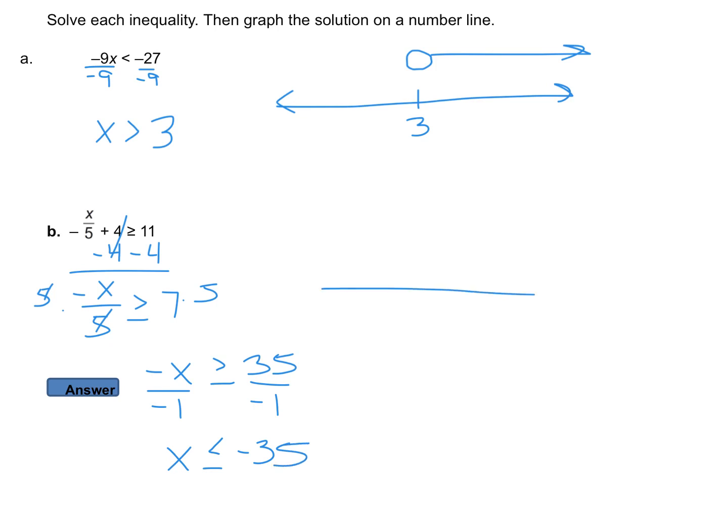Good. Now we graph. -35. Open or closed? Closed. It wants all the x values less than -35. Less than. Left. Okay. Like I said, do not rush that last step. That's the most important part, which direction your line goes. That's what tells me what your answer is, not this.